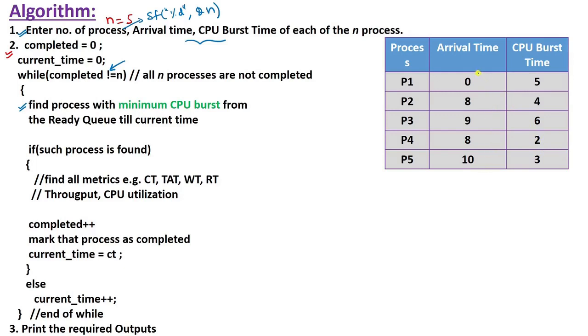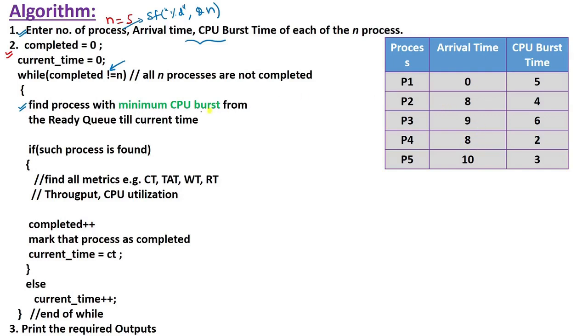Why? Because all the processes come at different times. Let's say if the arrival time is 0 for all the cases, that means all the processes will be coming inside the ready queue at time 0 only. All will be available. Then we can say that P4 is the process with the minimum burst time. But if the processes have different arrival times, then we cannot say just on the basis of CPU burst time that 2 is the minimum, so select this process, because this is available only at time 8.